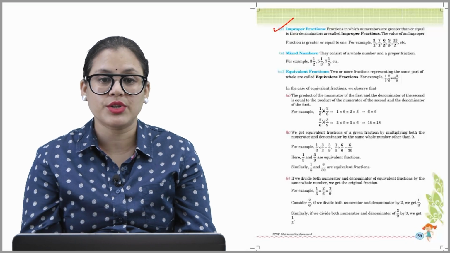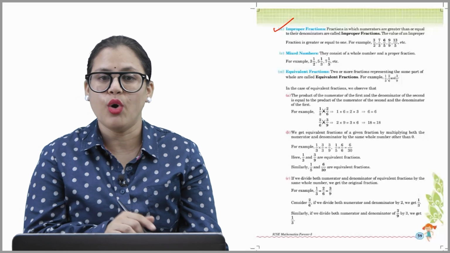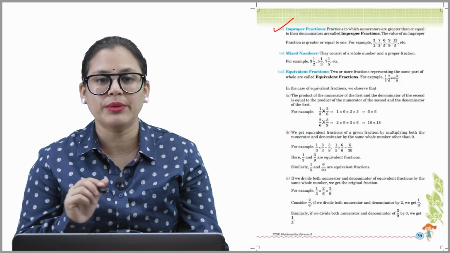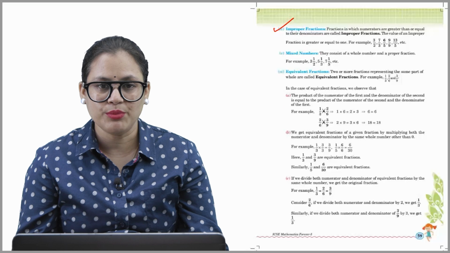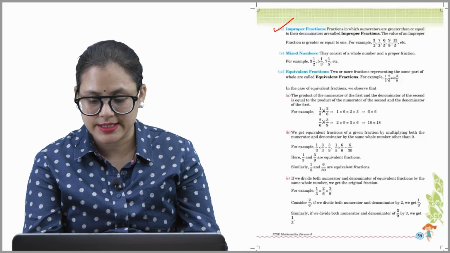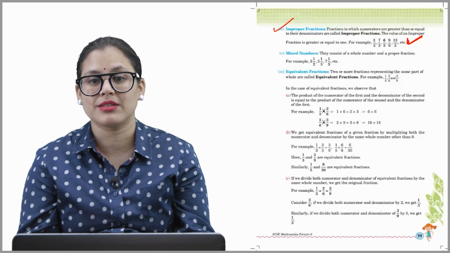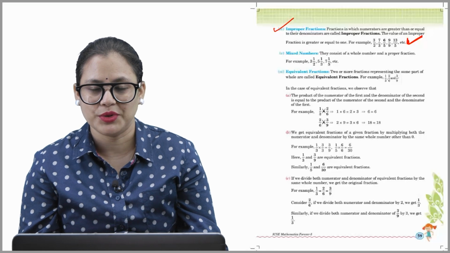Next, improper fractions. Fractions in which numerators are greater than or equal to their denominators are called improper fractions. The value of an improper fraction is greater than or equal to 1. For example, in these examples, all these fractions have numerators greater than their denominators.